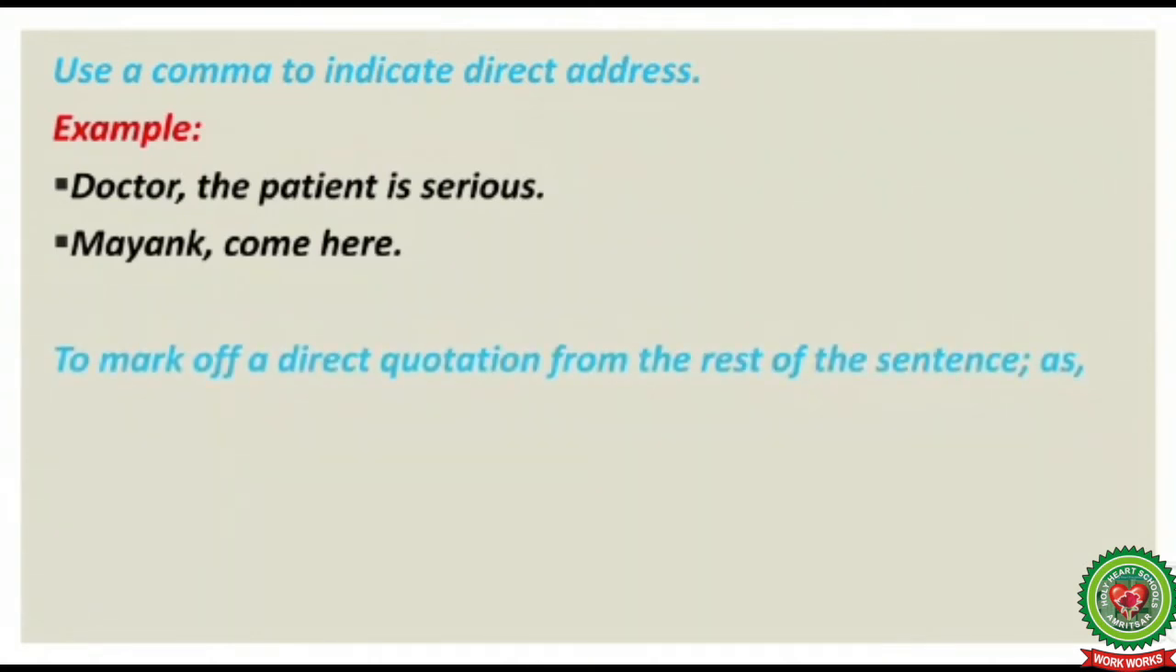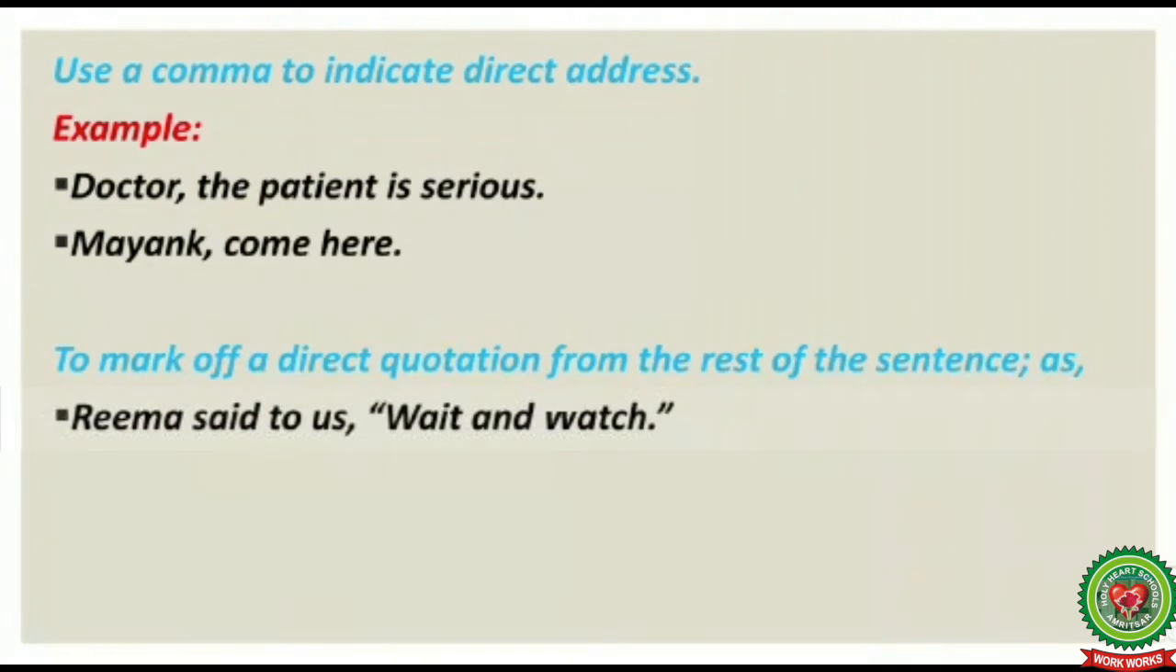To mark off a direct quotation from the rest of the sentence, as in: Rima said to us, "wait and watch." In this statement, we are quoting the words of Rima, so we will put a comma before the exact words spoken by her, and the quoted words will be written within inverted commas.